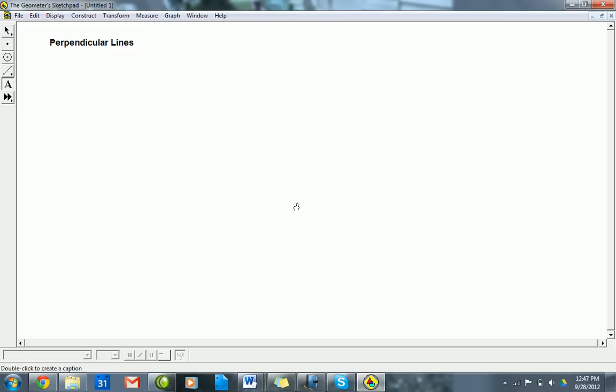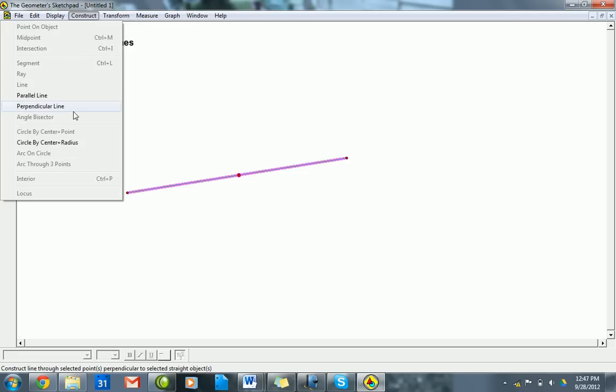Hey everybody, this video is an introduction to perpendicular lines. So let me first create perpendicular lines using Geometry Sketchpad. I'm going to create a segment here, put a point on it, and through that point, with the point highlighted and with the line highlighted, I'm going to construct perpendicular lines.